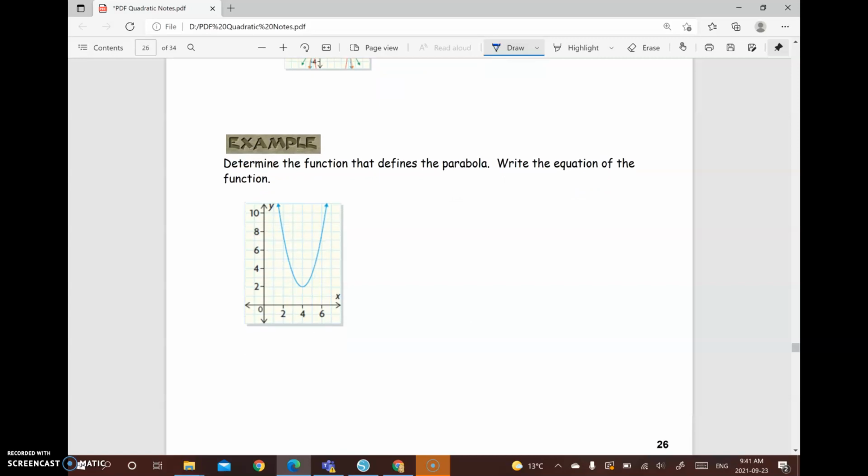So we're going to determine the function that defines the parabola and write the equation of the function. First off, I see that vertex, and I'm going to be using that vertex form. And if I know what that vertex is, which is 4 and 2, I can plug that into my equation.